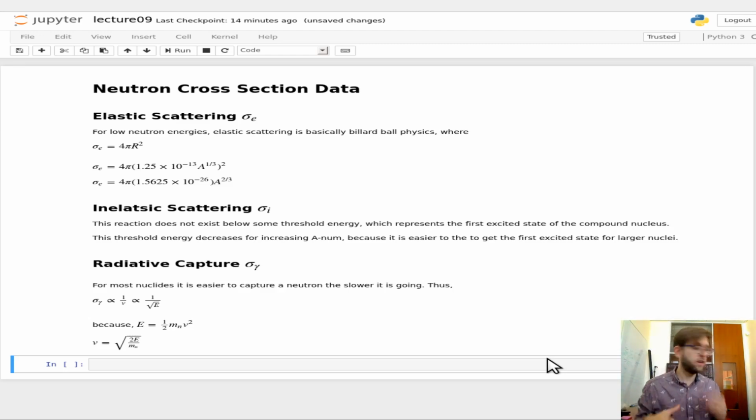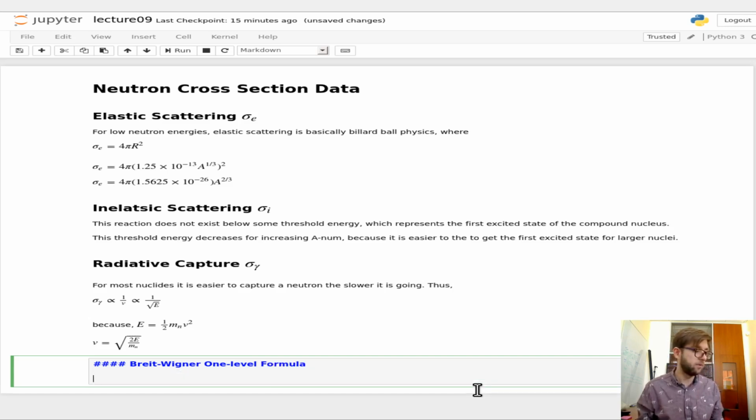However, this model fails for what we called resonances before, which is when certain energies are much more likely to be captured. Resonances themselves can be described as Gaussians, error functions, or Green's functions. In particular, the Breit-Wigner one-level formula is used to describe resonances.